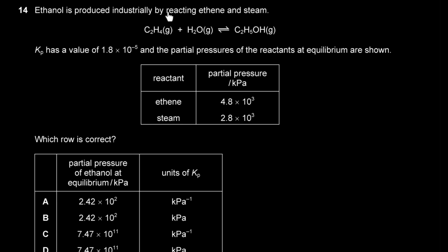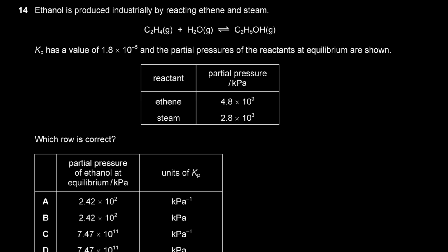Ethanol is produced industrially by reacting ethene and steam. So here they've shown the reaction between ethene and steam to form ethanol. The Kp has a value of 1.8 into 10 to the power -5, and the partial pressure of the reactants at equilibrium are shown. Which row is correct? We have to find the partial pressure of ethanol at equilibrium and the units of Kp.